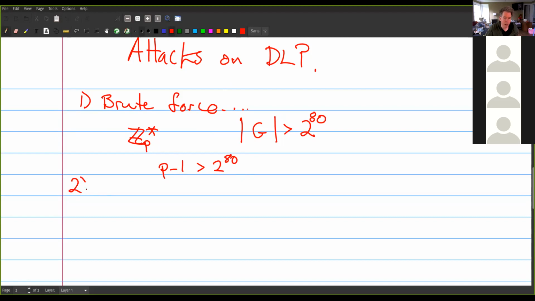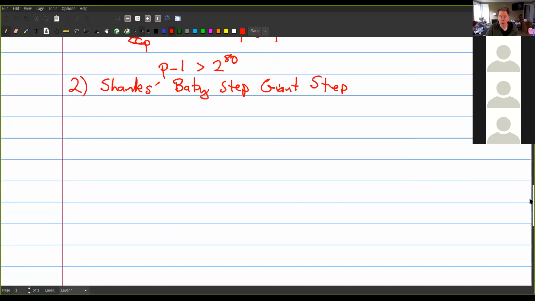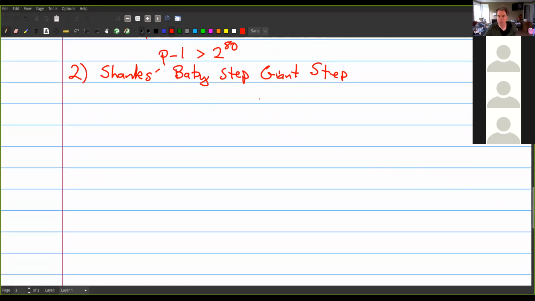The second thing that we're going to look at is called Shanks's baby step, giant step algorithm. Don't ask me why they decided on this name. I will show you the baby step and the giant step, but when I do it, I get no metaphorical connection with babies and giants happening in my brain.